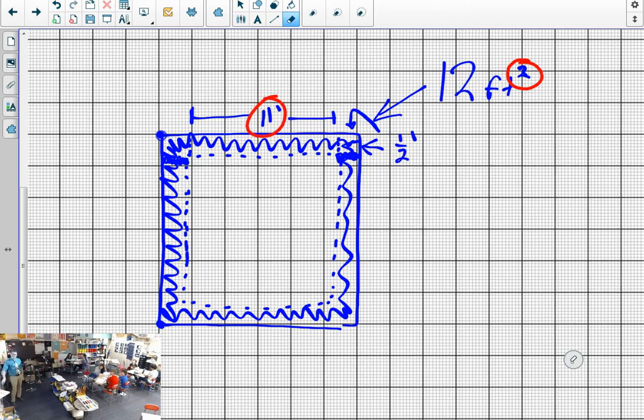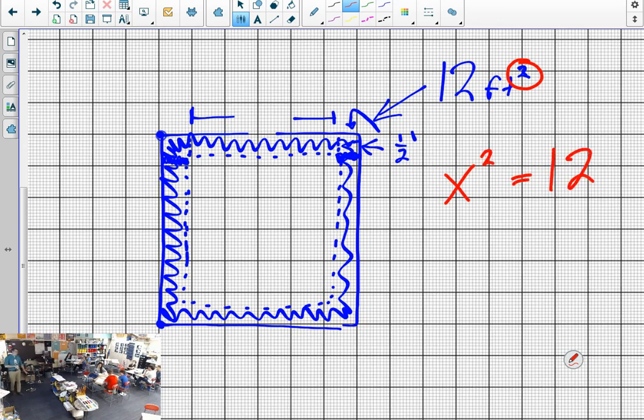We're not talking lengths, we're talking area. What we know is the area. So if this is squared, then we know x squared is 12. So be careful when you're arguing and making quick decisions. Length, area, be very careful. 12 is not a perfect square.